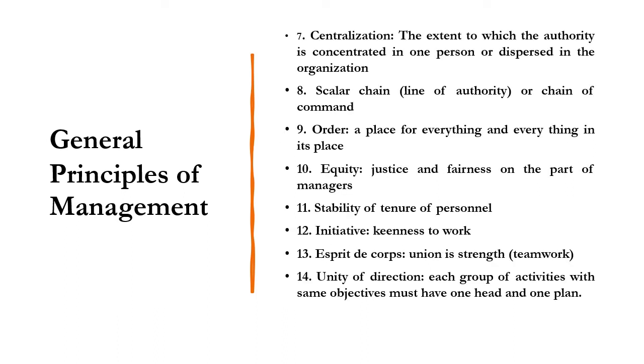Then centralization, the extent to which authority is concentrated in one person or dispersed in the organization. Ultimately there must be a centralized system, as we have already discussed, that the decisions of the organization must be centralized to its executives, like the CEO, the owner of the organization or the company, or in a public organization, the president or the prime minister, or members of national assemblies, like the politicians, or the ministries.